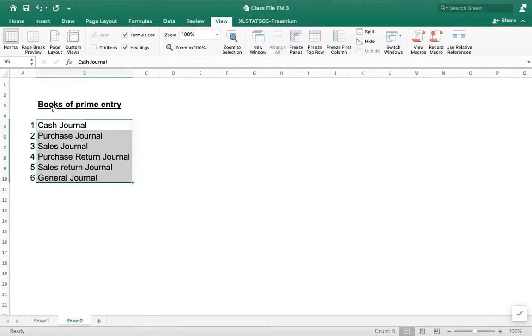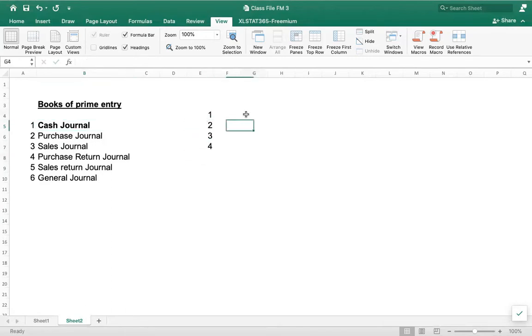A big business will maintain how many journals? 6 journals, right? So today we are going to discuss cash book, isn't it? And there are 4 types of cash book. So first we will discuss the types of cash book.